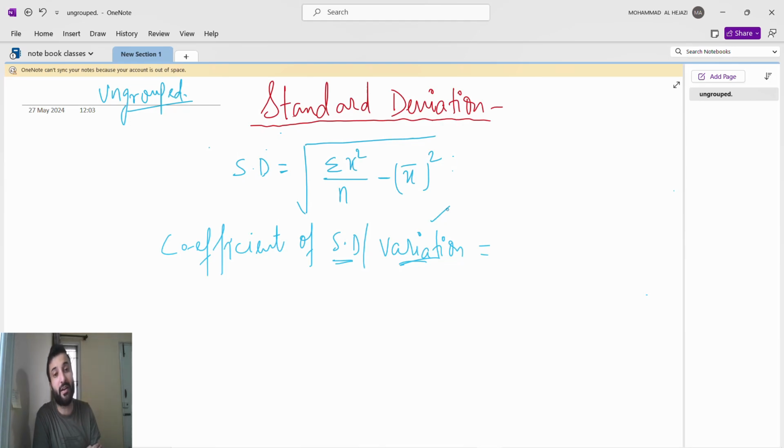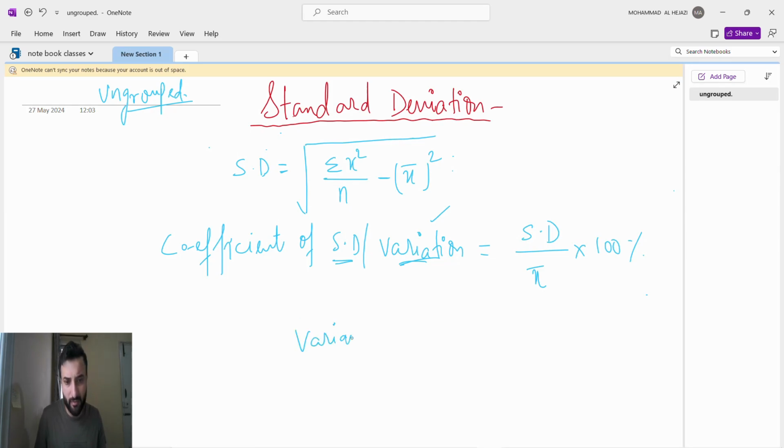So coefficient of standard deviation. Sometimes they will say coefficient of standard deviation, or it is also called the coefficient of variation. The formula is standard deviation divided by mean, x bar, into 100%. And sometimes they will tell you to find the variance. Variance is standard deviation whole square. Class finish.